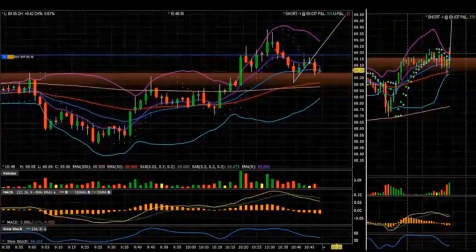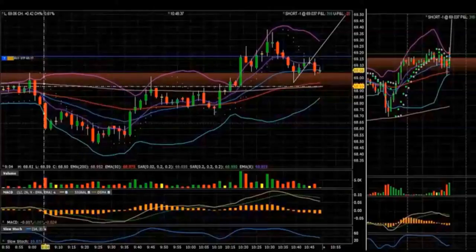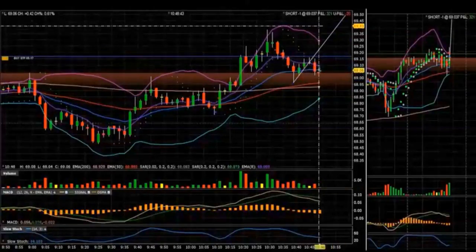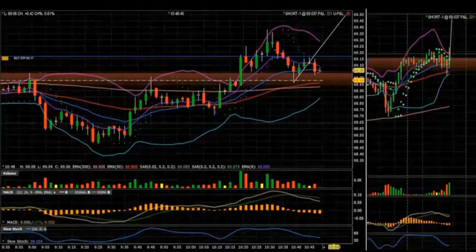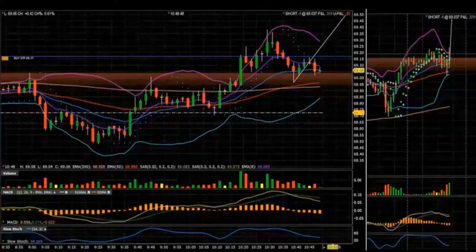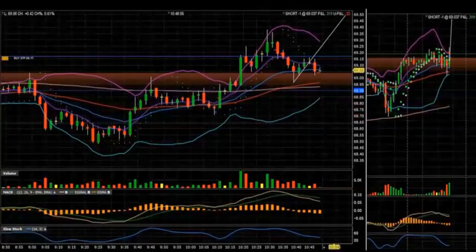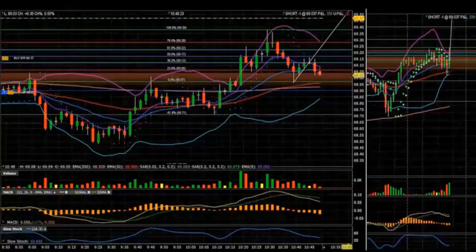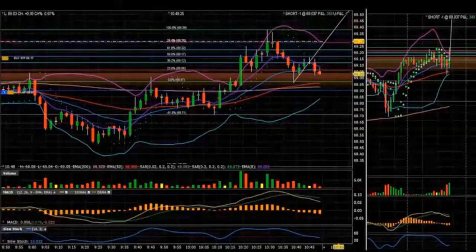I have to set my stop above this pivot, 17. I got in at 4, so that's a 13-cent risk. Am I going to get a 13-cent reward? Right there would be a 13-cent reward. Right now I should be in profit. There we go. I'm in profit.